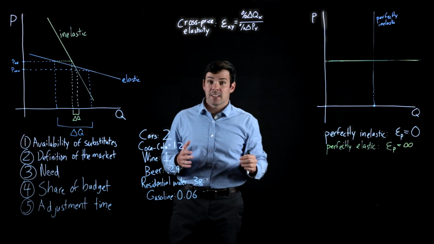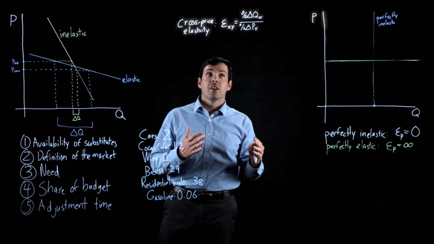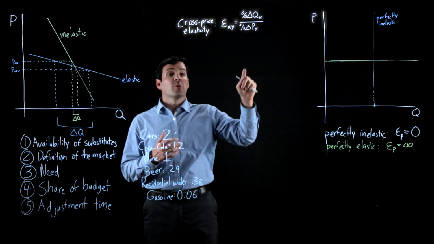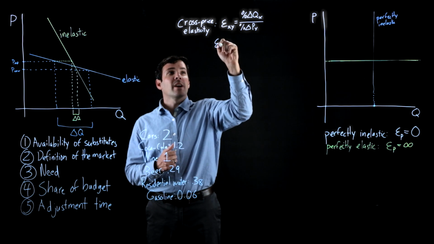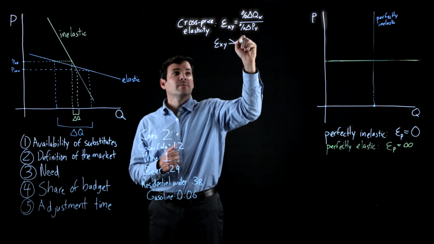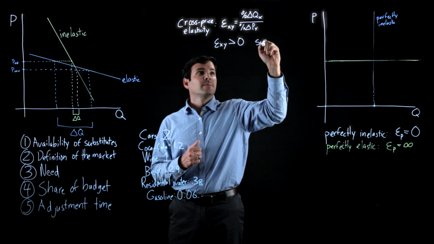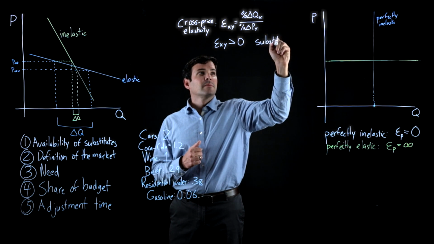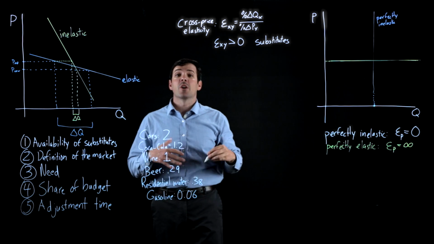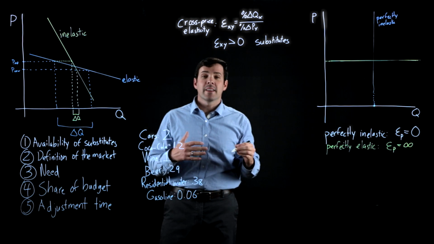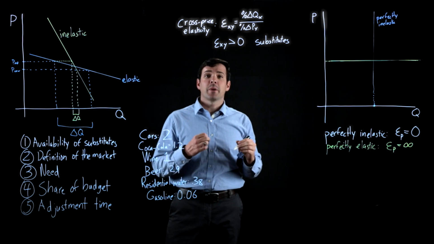We might be interested in, say, the cross-price elasticity of demand for pizza, good X, with respect to burritos, good Y. A positive cross-price elasticity means that the goods are substitutes. When the price of burritos goes up, the quantity demanded of pizza goes up. Burritos get more expensive, consumers switch to pizza.